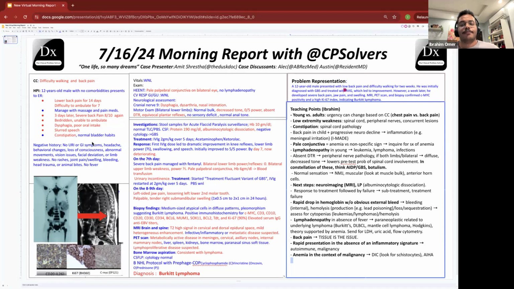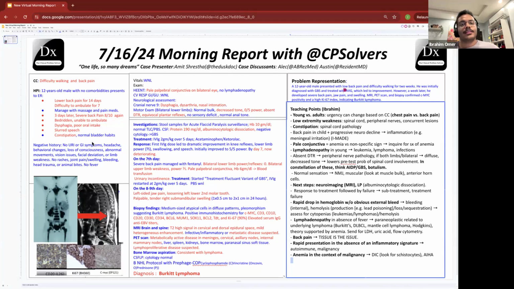And so if you have a patient who's a child and they have back pain, and they also have progressive neurological decline, here you should mainly be thinking about inflammation. And so this could be due to meningeal irritation or really any other cause within the I-M-A-D-E mnemonic.